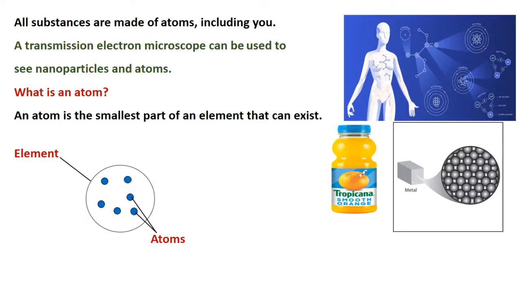So the first point is all substances are made of atoms, including yourself. A transmission electron microscope can be used to see nanoparticles and atoms. Atoms are so small that you need a special type of microscope, which we call a transmission electron microscope, which allows you to see nanoparticles and atoms. What is an atom? An atom is the smallest part of an element that can exist.